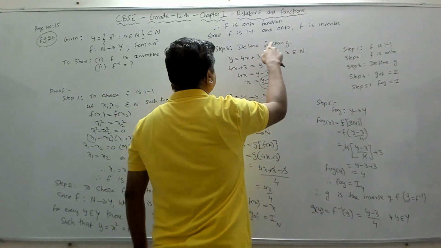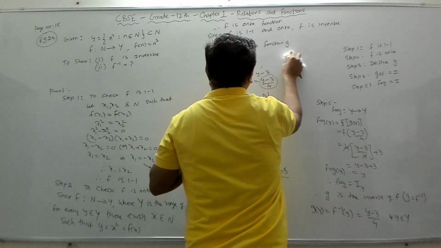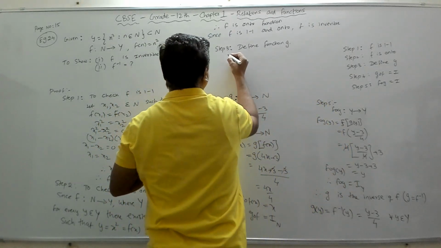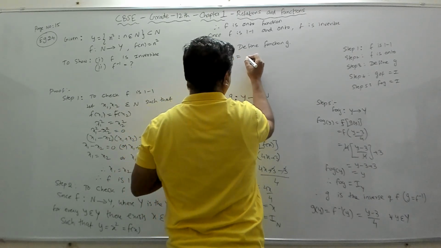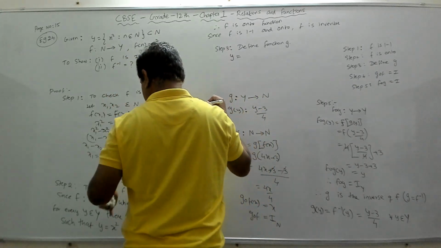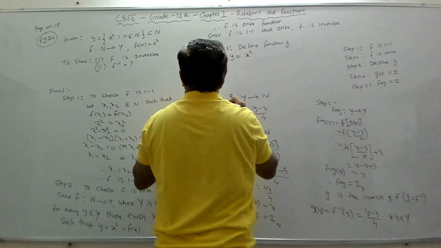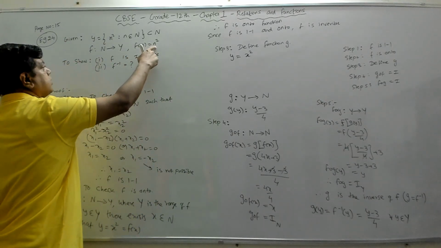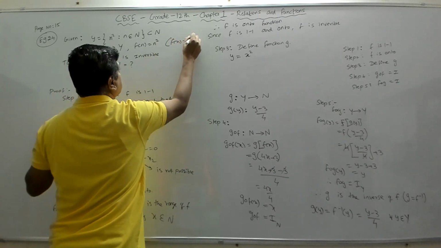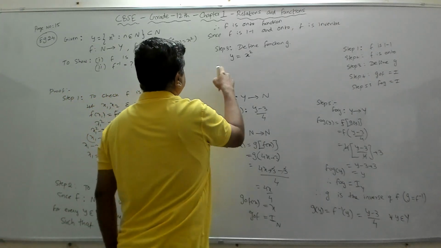Now the third step is defining the function g. Whenever you want to define the function g, we have to write what y is equal to. I'll say y is equal to x square or n square, it doesn't matter. I'll put y is equal to x square because f of x is x square. F of n is n square means f of x is x square. You can put any variable. So y is equal to x square.